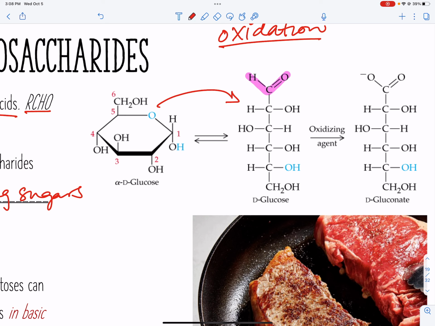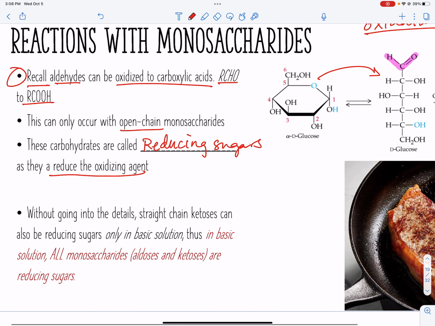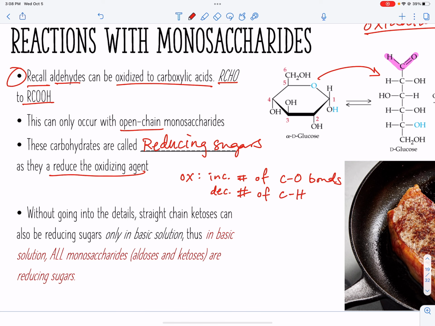So let's review. What is oxidation? Oxidation, where should I write this? I'm going to come over here. Oxidation is an increase in the number of carbon to oxygen bonds and or a decrease in the number of carbon-hydrogen bonds.